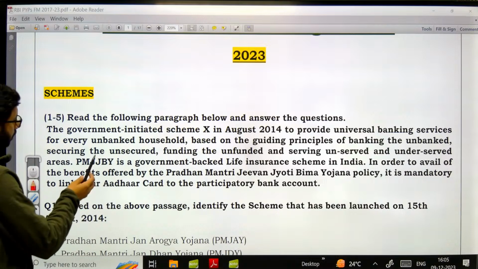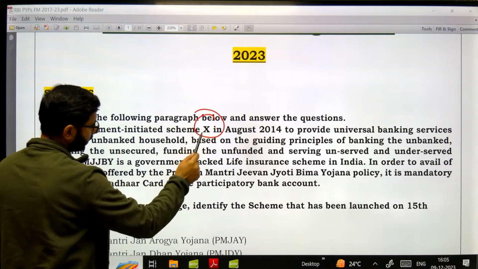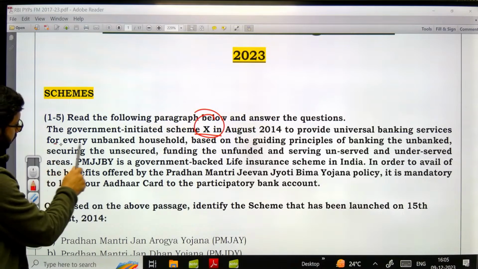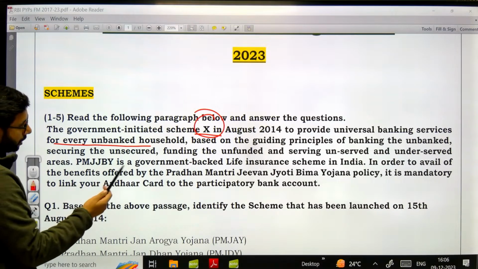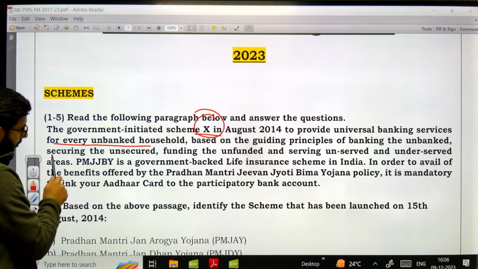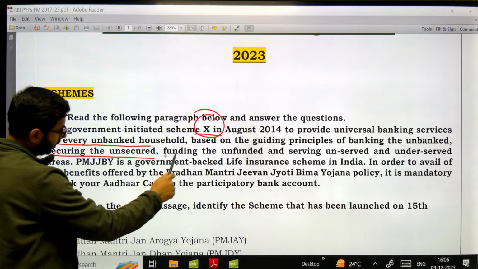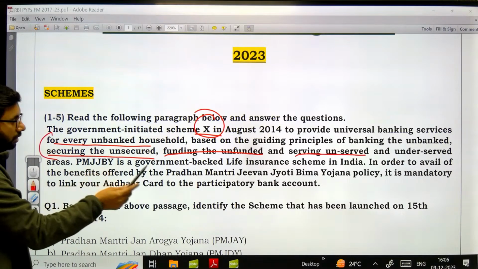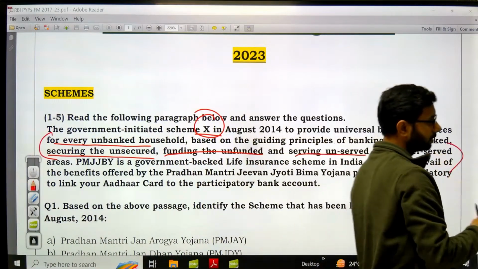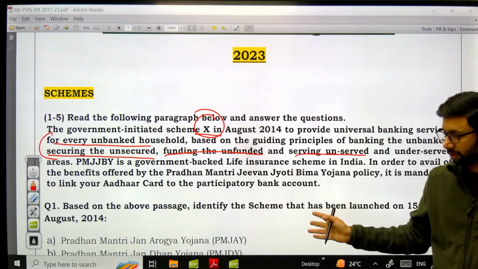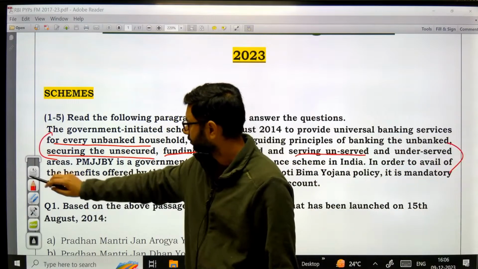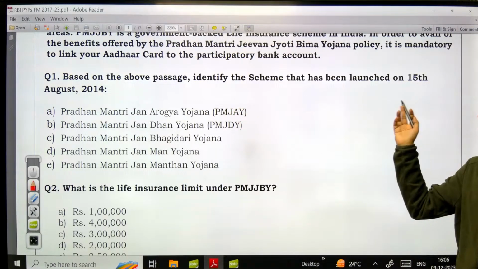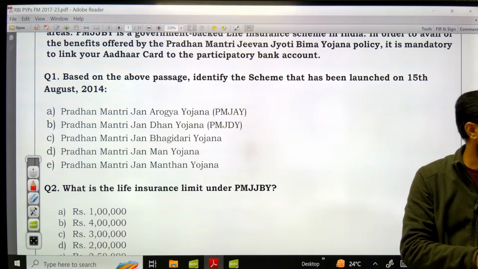So let's read it. The government initiated Scheme X in August 2014 to provide universal banking services for every unbanked household based on guiding principles: banking the unbanked, securing the unsecured, funding the unfunded, serving the unserved and underserved. Based on this, I hope you get which particular scheme we are talking about. Let's see what the question is. Based on the above passage, identify the scheme that has been launched on 15th August 2014.